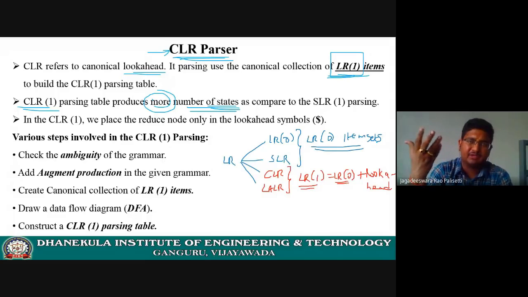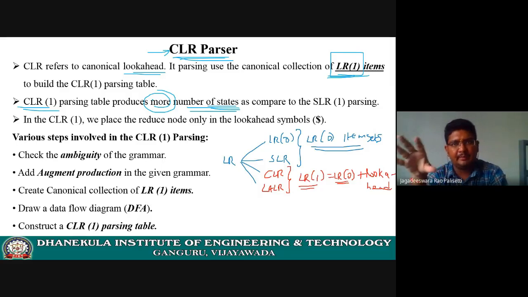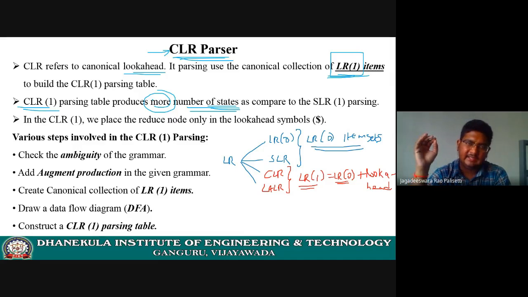Why are we generating more states? I will show you at the time of the example. Remember this point. Why do we get more states in CLR than in SLR or LR(0)? Because the LR(1) item contains a lookahead symbol. If any particular state contains an LR(1) item set, maybe the lookahead may be different. Then these two productions are considered as different. That's why you get more states.